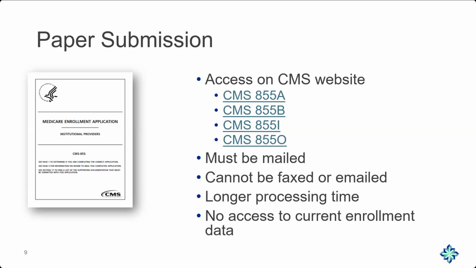The other kind of downside to the paper application is once you're enrolled, you will not have access to your current enrollment data. You have to have at least one electronic submission to be able to see that information. So you may have PECOS access and you're enrolled and wondering why you can't see your enrollment. If you've never submitted an electronic application, it's not connected yet. You'd have to submit an enrollment for that record in order to see that information.